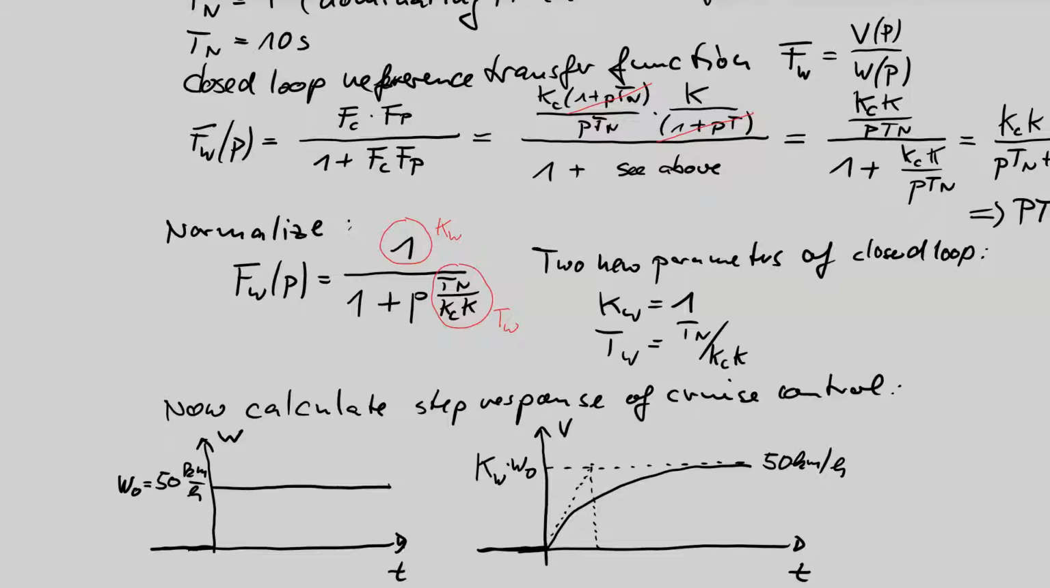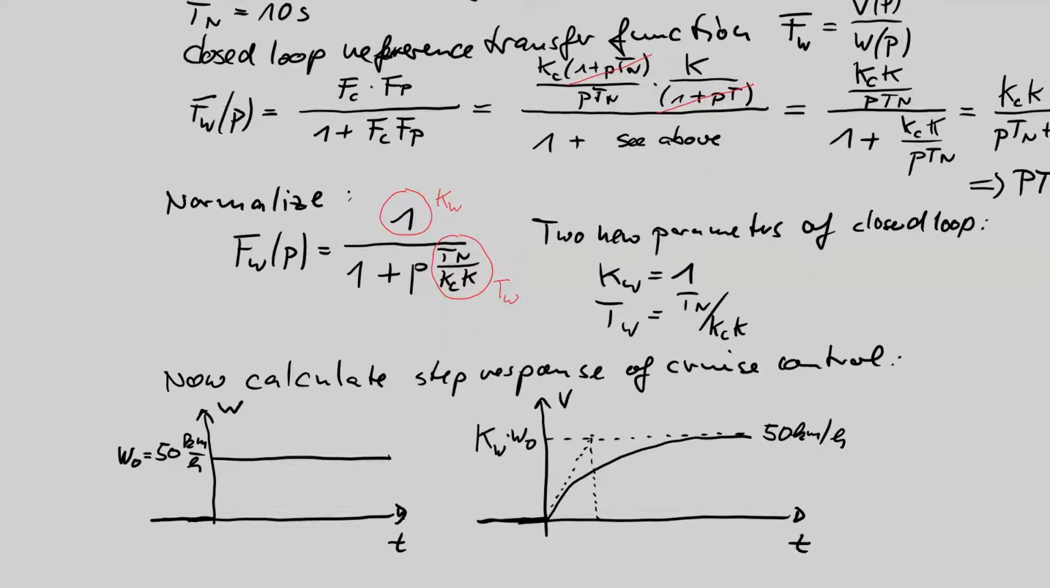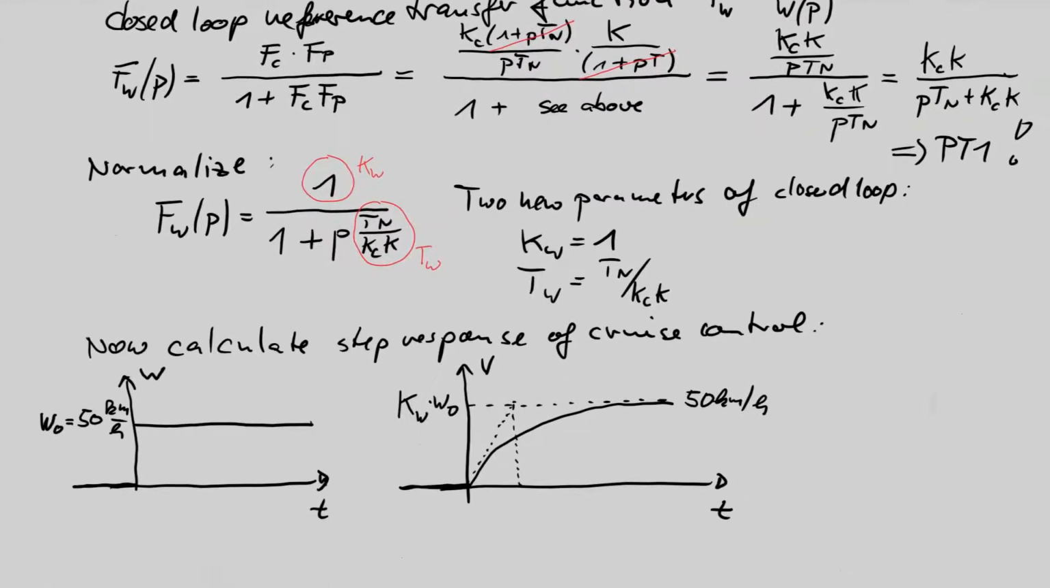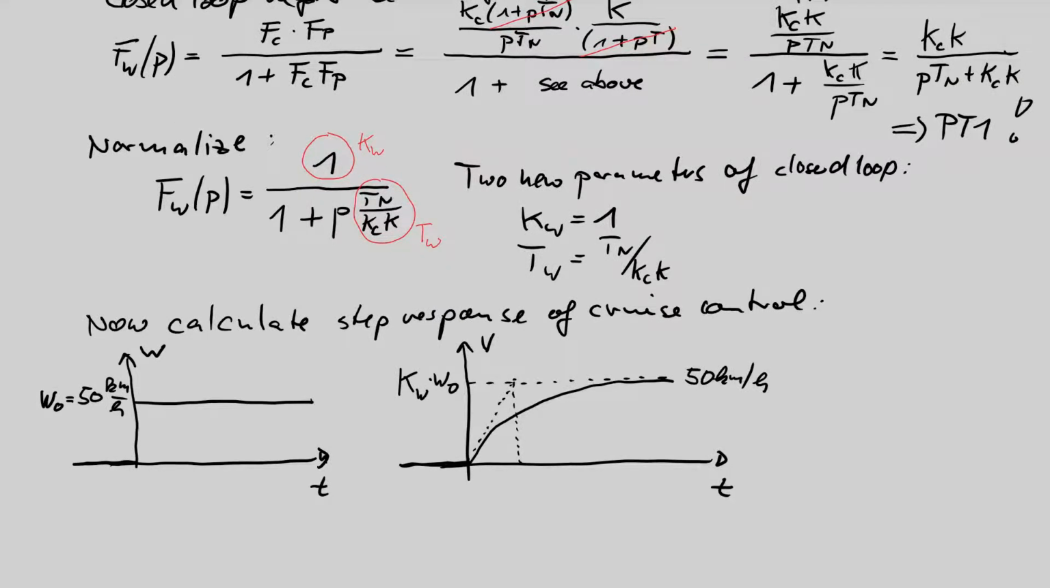And the next step is: how fast is my closed loop system? Very simple. This time constant TW describes the speed. That means, how large is TW? Tn is 10 seconds. We know it. K is our 2.5 kilometer per kilowatt hour. And Kc is 3.